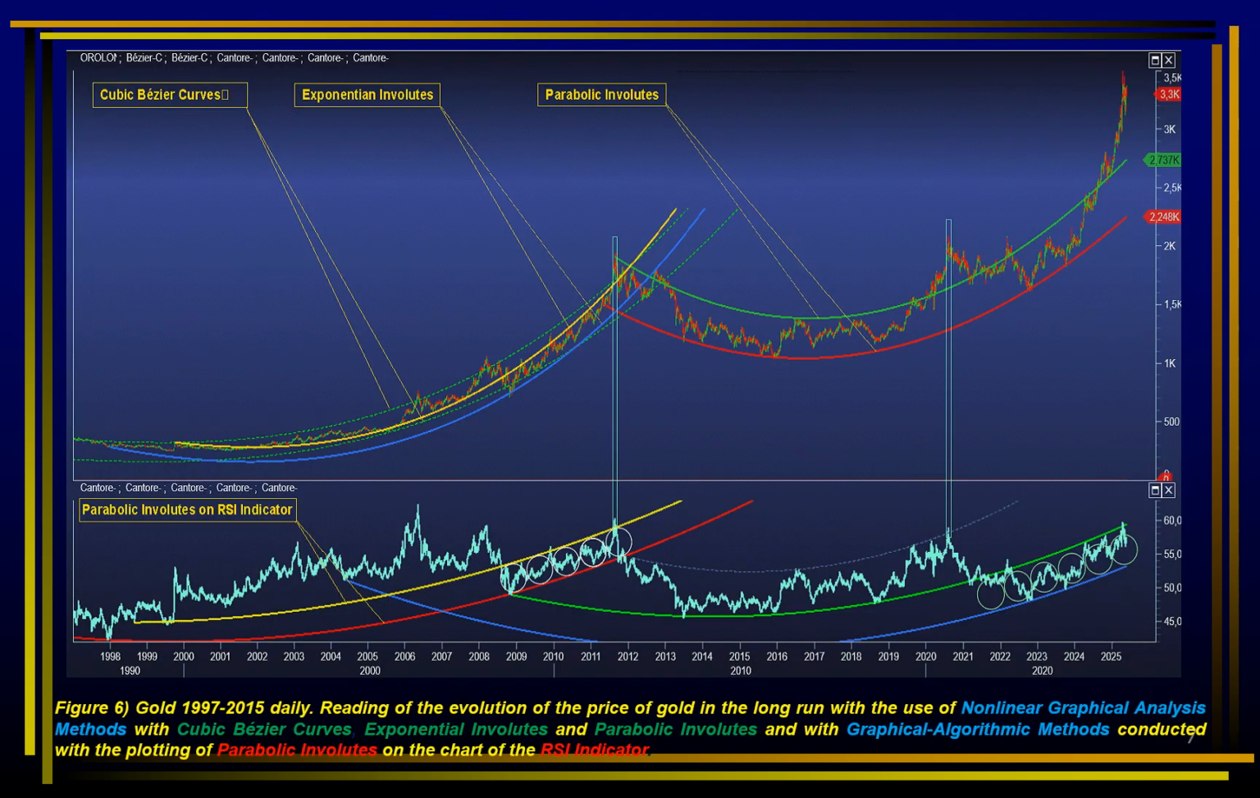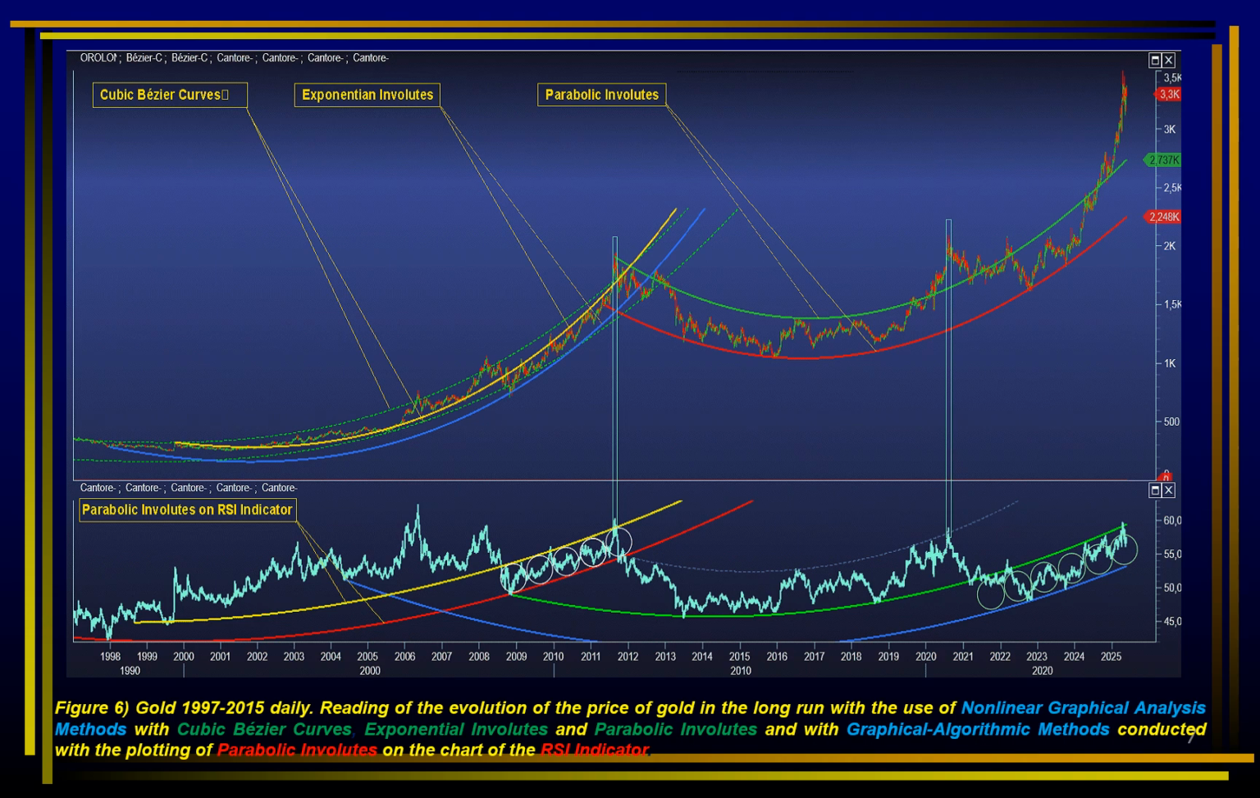Figure 6. We close this webinar presentation with an application of graphical algorithmic analysis methods to the evolution of the price of gold in the very long term, as can be read in the first 10 to 12 years of the century and until the peak of the summer of 2011. The evolution of gold was well interpretable with the use of a nonlinear channel composed of two exponential involutes, while from that date onwards it was equally effectively interpretable by a parabolic channel formed by two parabolic involutes.